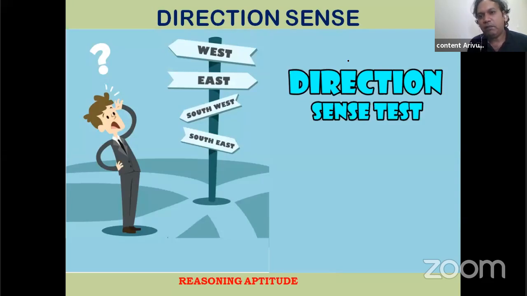And even better than blood relations is the chapter of direction sense test. 3 marks you get from this, guaranteed 3 marks in the examination. And there is no complexity here at all. Simple concept of north, south, east, west, that all of you know. So, understanding the concept of directions and how puzzle questions can be created from this topic is what I want to cover here.